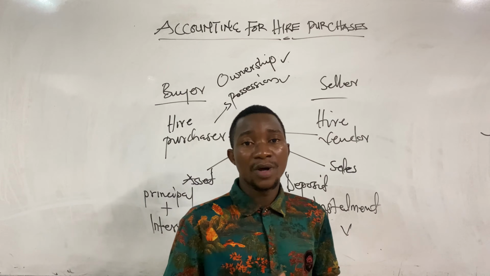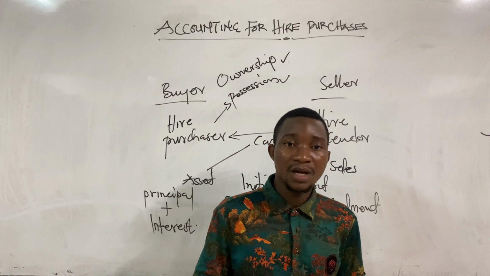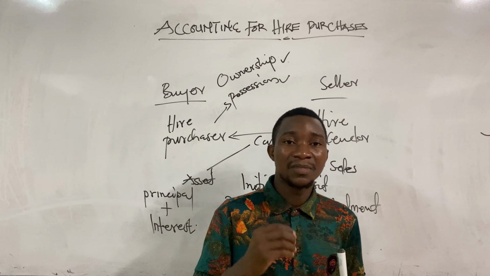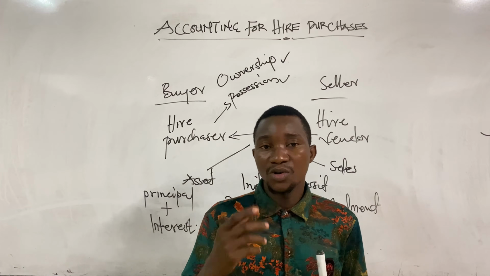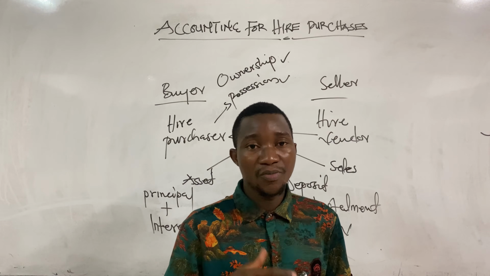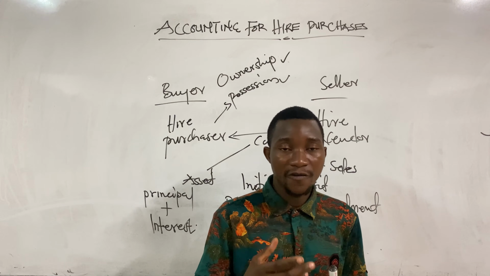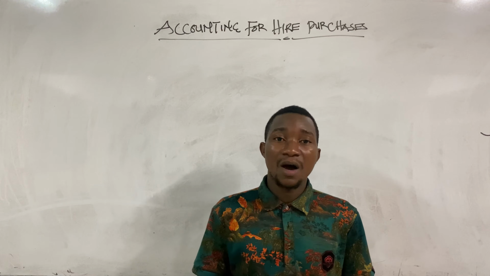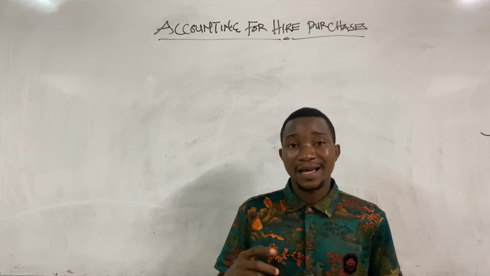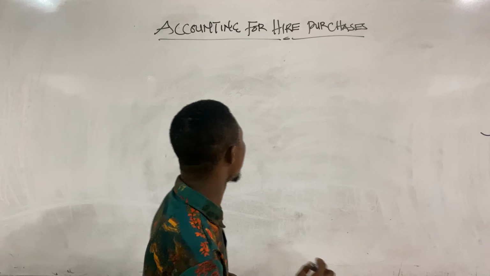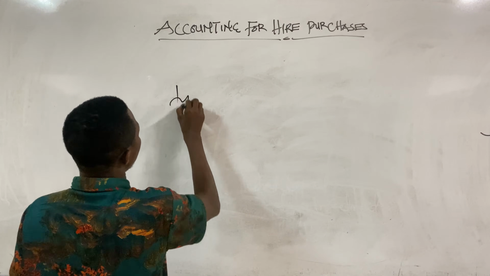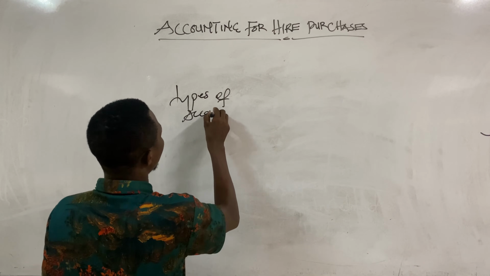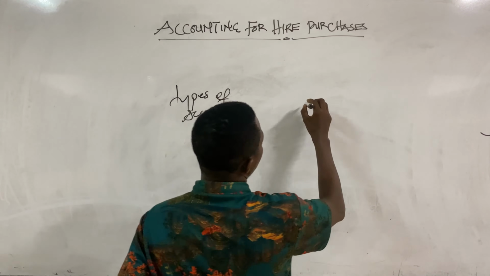So let's consider the journal entries of this hire purchases system. But before we do so, I would like to take you through the traditional golden rules of accounting, to make you understand the journal entries very well. With the traditional golden rules of accounting, I would like us to use 3 different classes of accounts to explain this concept. So we talk of the types of accounts, then we talk of the golden rule.